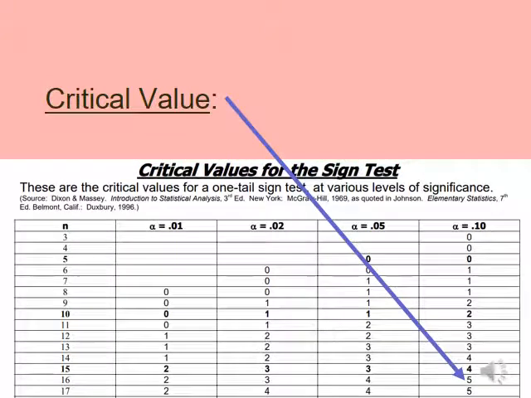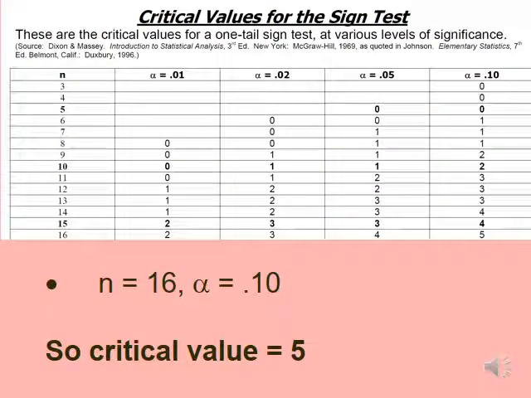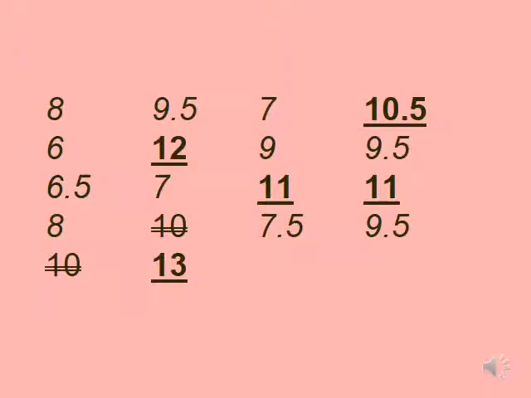So now I've got to haul out that sign test table. And I go down to the row where it says n equals 16. And then I go across until I find the column where it says 0.10 for alpha, and that's because it said use 10% back at the beginning of the problem. And it does turn out that our critical value is 5. So now I've got to figure out how many times it was below and how many times it was above and compare those two numbers.